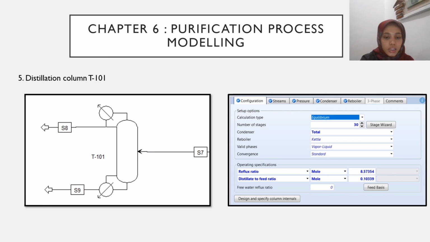Okay, the condenser was set to total condenser with a reflux ratio of 8.57354 and also a distillate to feed ratio of 0.10339 in the configuration tab. These values were also obtained from the results of the DSTWU from Aspen.